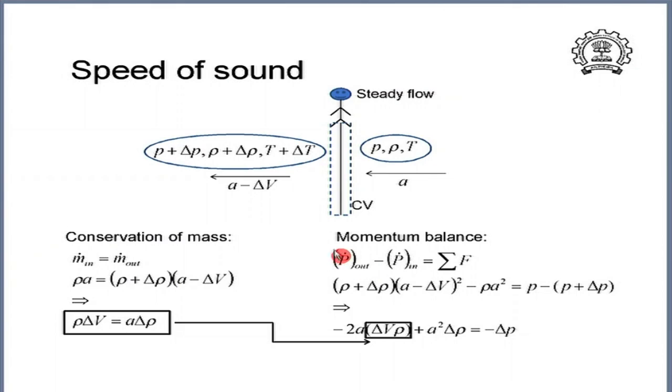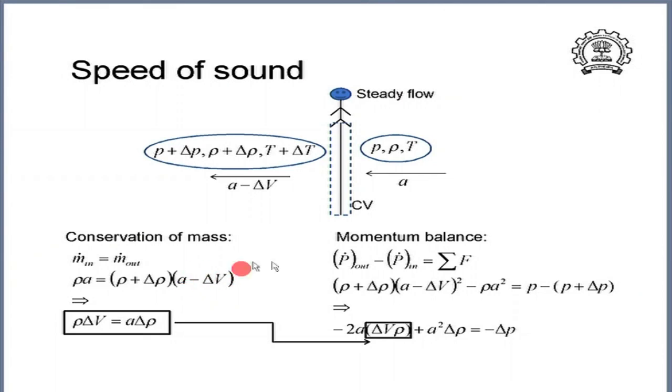Therefore, going back to the momentum balance statement, if you want to look at the rate at which momentum is leaving the control volume, it is simply going to be the mass flow rate that is leaving the control volume, which is, if you go to the left hand side of the slide, rho plus delta rho times A minus delta V, multiplied by the component of the velocity with which the mass is going out in the direction of interest, which is again A minus delta V. Therefore you see that I have rho plus delta rho multiplying A minus delta V whole bracket raised to 2.